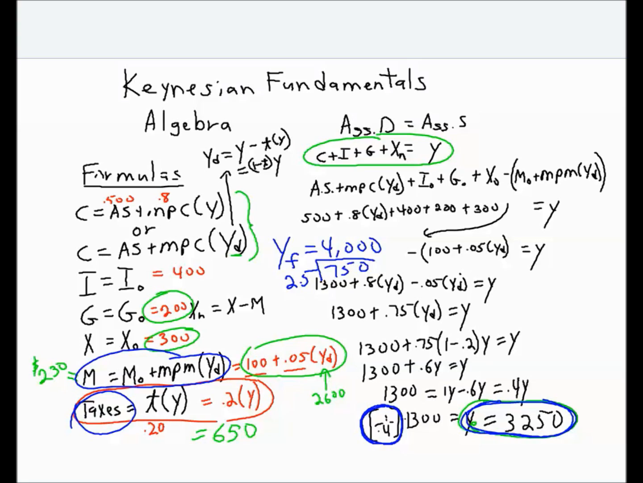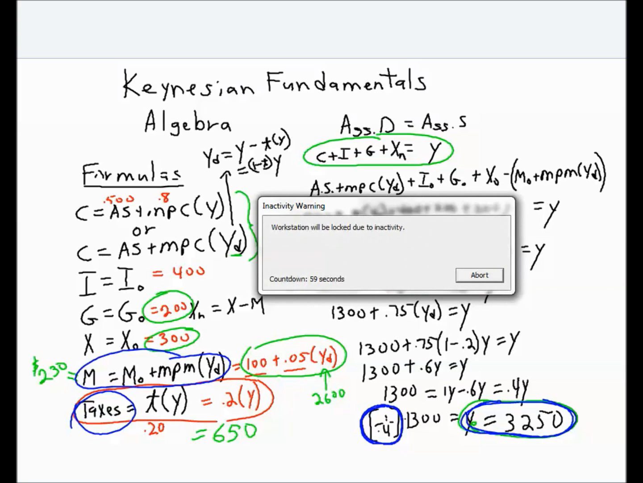I feel like I rushed that. Let's repeat it one more time. Equilibrium was 3,250. Full employment was assumed to be 4,000. So we're short $750. The actual multiplier in this problem is that little weird fraction that you get at the end. In this problem it was 1 over 0.4. Use your calculator and you'll figure out that that's equal to 2.5. So you just divide the extra income you need, which is 750, by the actual multiplier, 2.5, and that gives you in this problem 300.